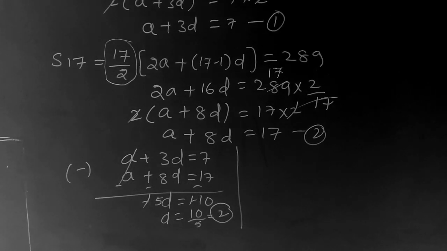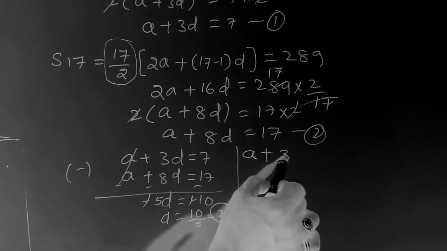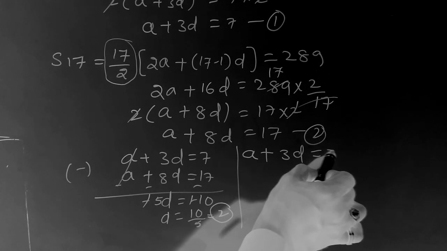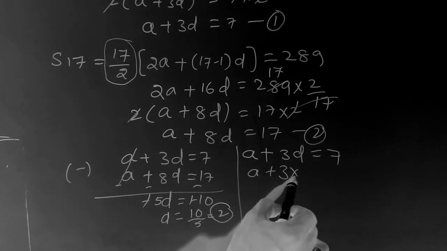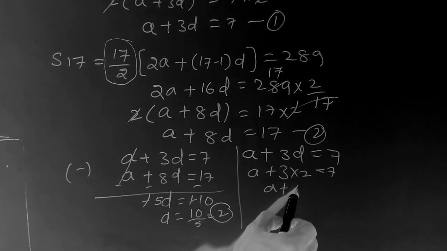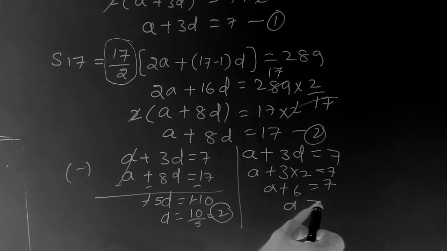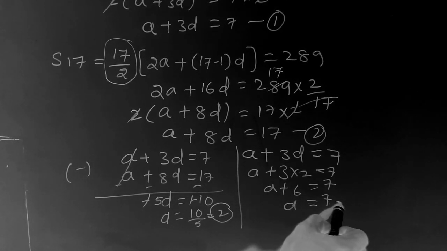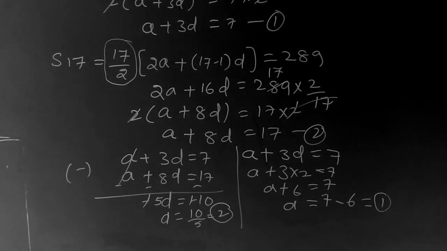I substitute the d value in equation number 1 to get the a value. So a plus 3 times 2, a plus 6 is equal to 7. 6 goes to the right side, it becomes 7 minus 6. So finally I am getting the a value as 1. So the a value is 1 and the d value is 2.